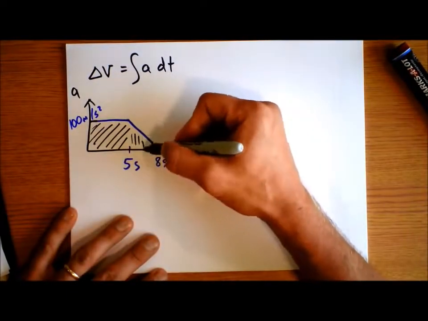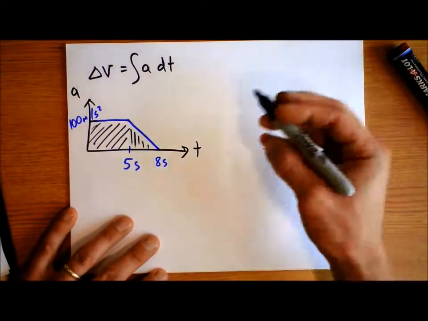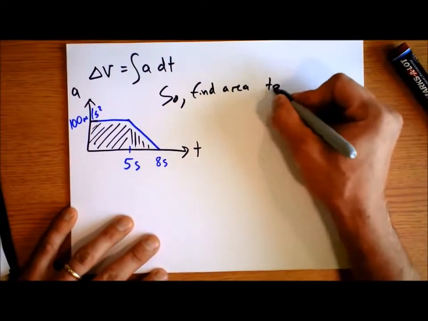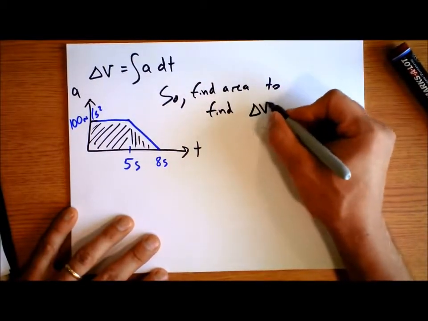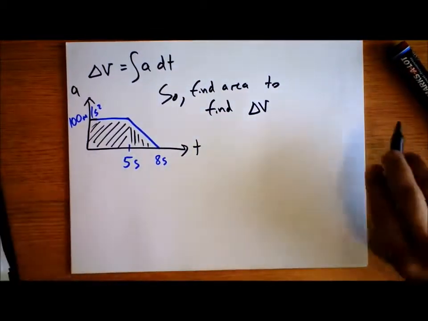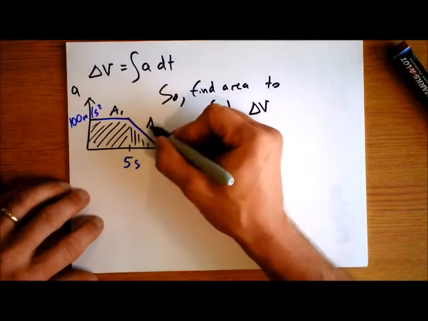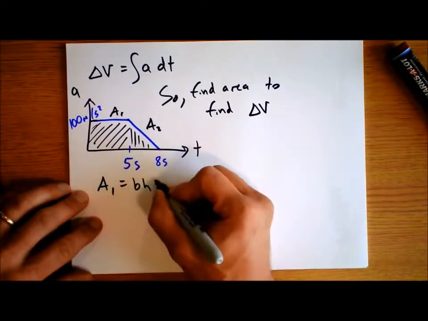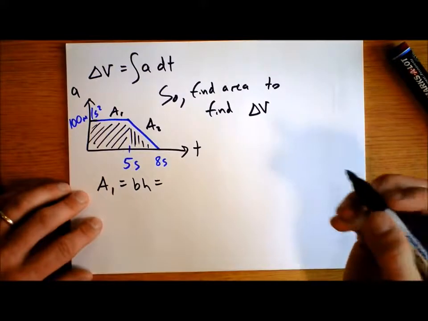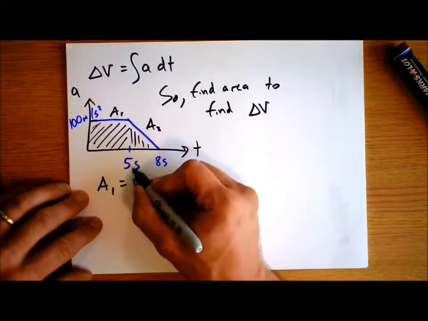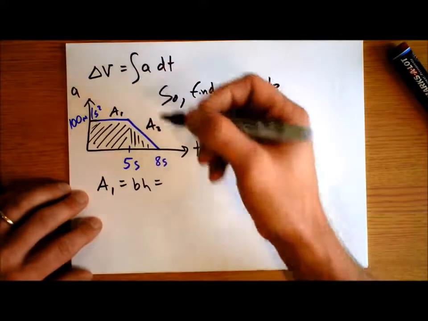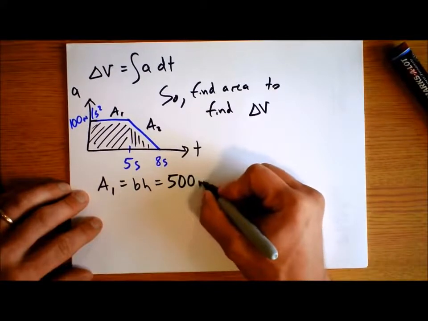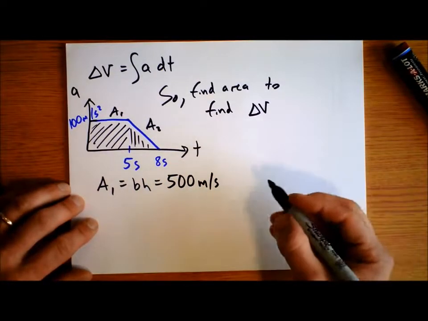And I'm going to split this into 2 areas again. I hope that's kind of an obvious step for us. And my plan then is to look at area 1 and area 2. Area 1 is, let's see, base times height. The base is 5 seconds, and the height is 100 meters per second squared. We're multiplying that by seconds, so we're going to get something in meters per second, and the answer, of course, is 5 times 100, so that's 500 meters per second. This is going to be a fast-moving rocket.